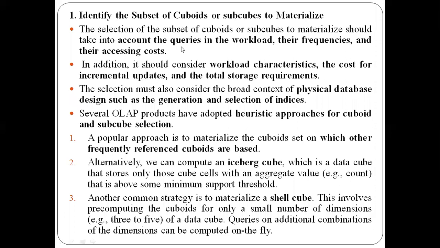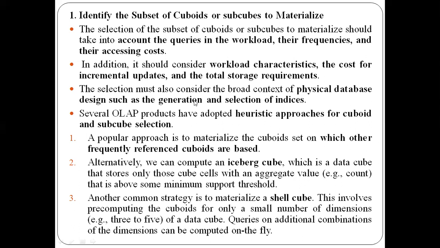So here, one is that we need to take into account the queries in the workload: which queries are available, and which cuboid they are based on. Then what is the frequency of accessing that cuboid, and what is the cost of accessing that cuboid. Apart from that, we need to consider workload characteristics, that is, how frequently this cuboid has been accessed by the queries. And then the cost for incremental updates: what is the cost involved in updating that cuboid, and what is the total storage requirement for the cuboid.